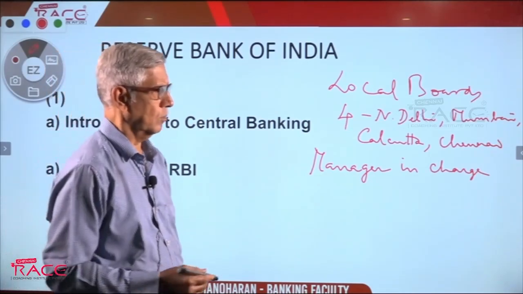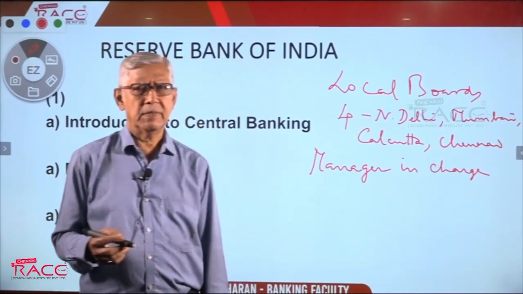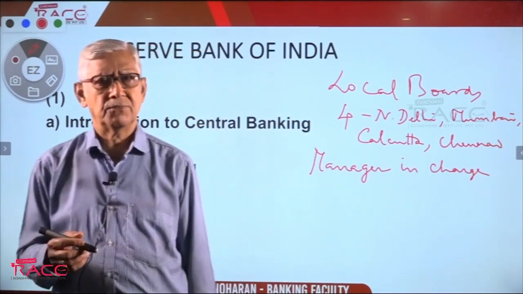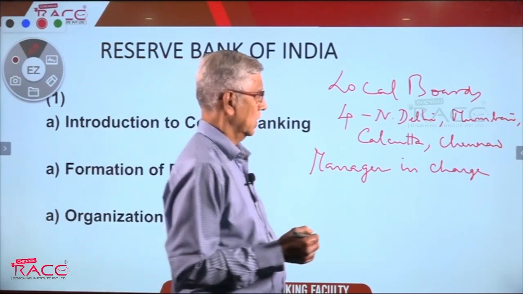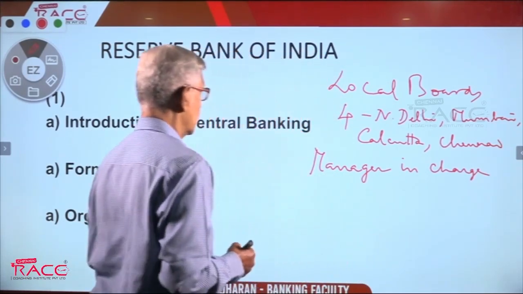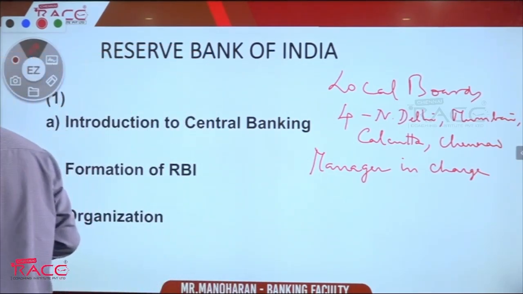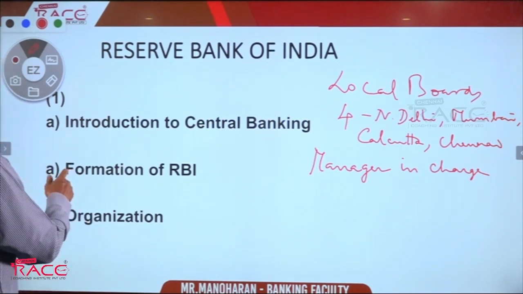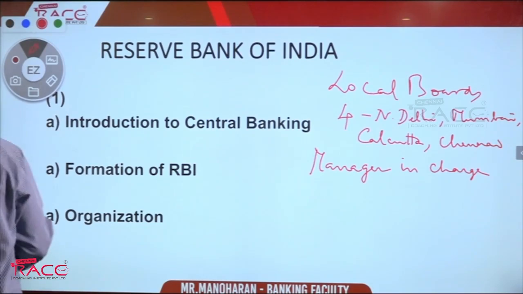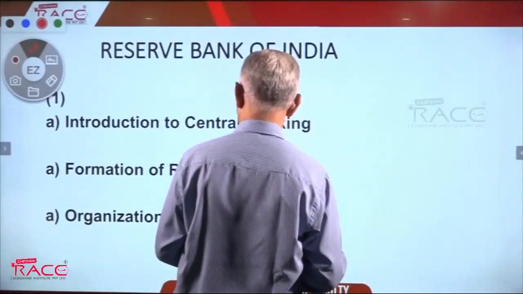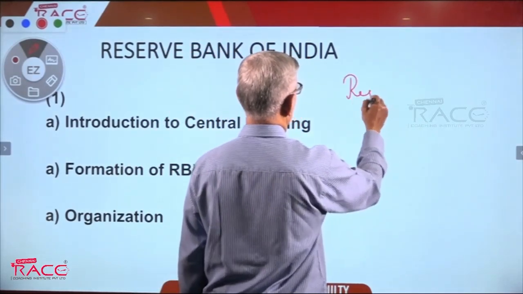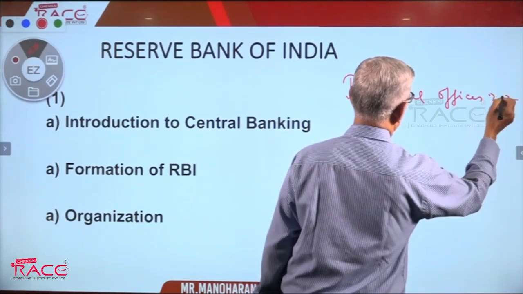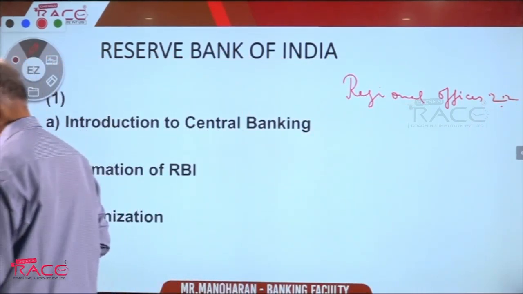They deal with the local issues and problems, something peculiar to the particular area. For example, floods in Kerala, that local board will be looking after that. This kind of regional issues and problems, the manager in charge will be looking into. So 4 local boards. Then regional offices, 22. Regional offices 22.